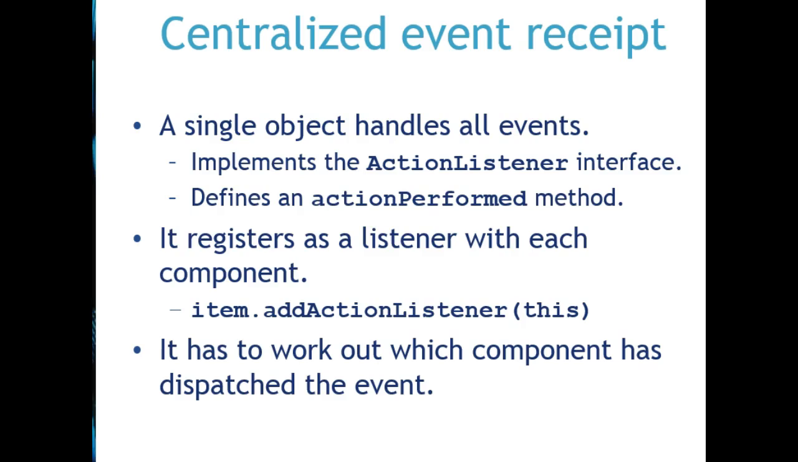So, centralize event receipt. In order for us to make our image viewer object a single listener to all the events from the menu, we need to do three things. First, we must declare in the class header that it implements the action listener interface. We also have to implement a method with a signature. And also we must call the addActionListener method of the menu item to register the image viewer object as a listener.